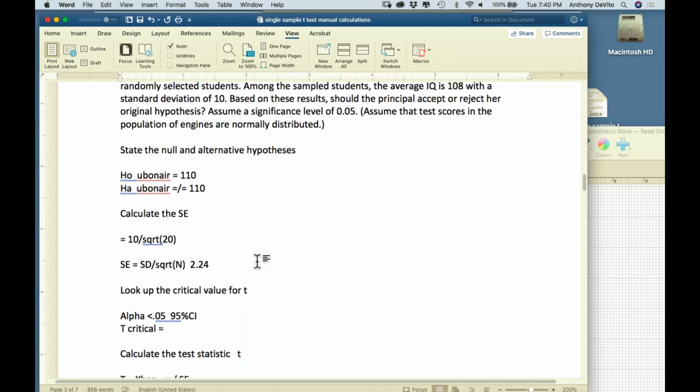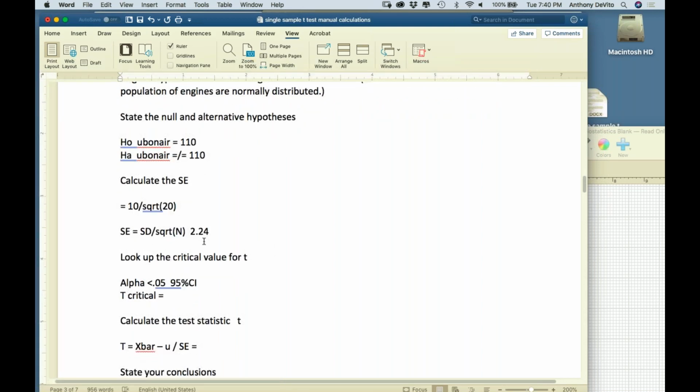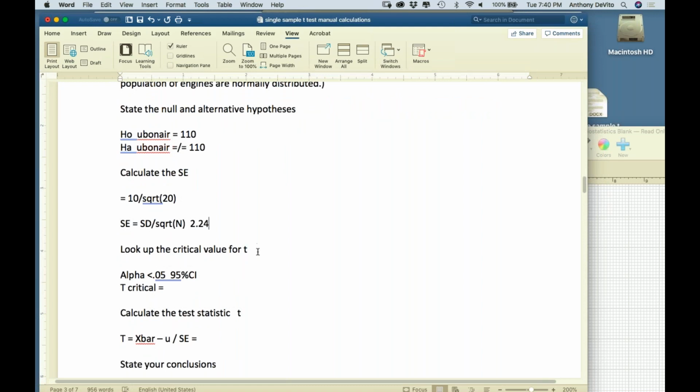And I am cutting a couple of decimal places off here because I'm in a little bit of a rush. I want to get through as much of this as I can. All right, so standard error is equal to 2.24. So now I need to know, okay, standard error is that.